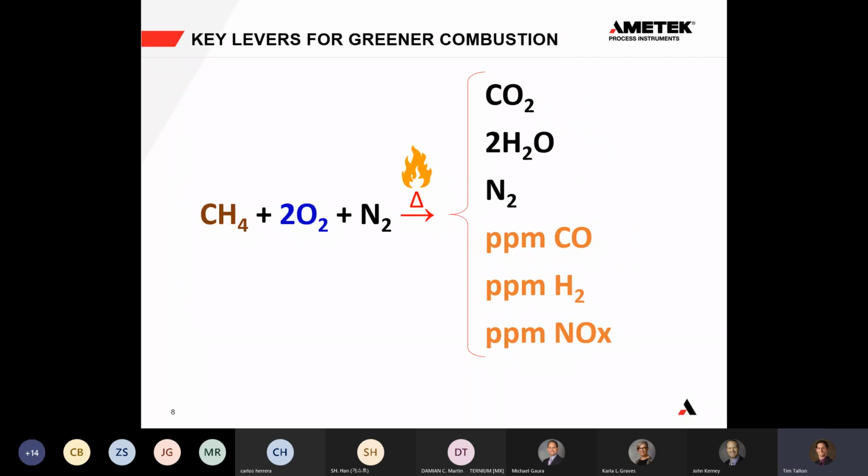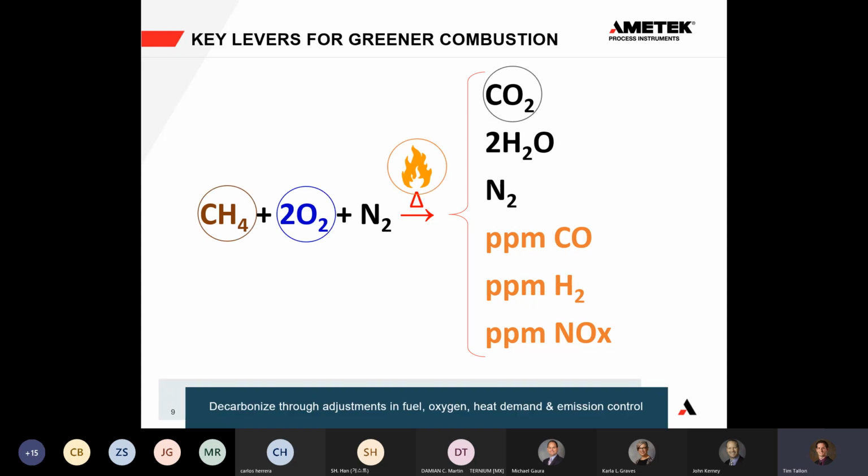But from a very high level, when we start talking about greener combustion, let's talk about the levers associated with greener combustion. What do we have in our control to increase or decrease in order to drive a greener combustion, a combustion process with less carbon dioxide emissions? I just want to propose to you that there are 4 key levers for greener combustion. In any one of these, you can use them to make adjustments to decarbonize. And I'll talk about that in a second.